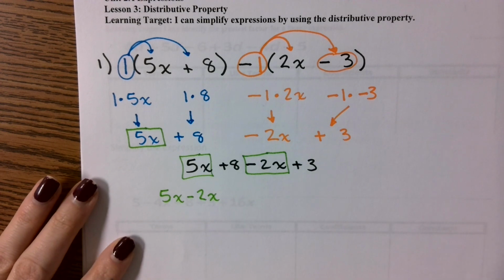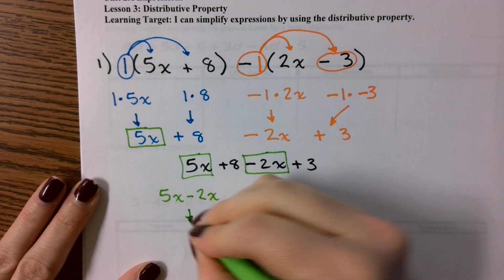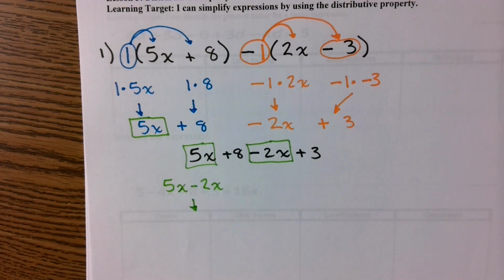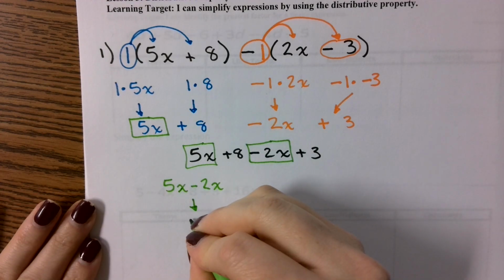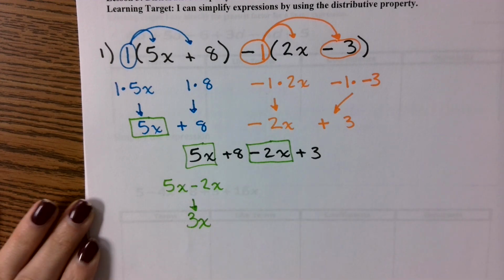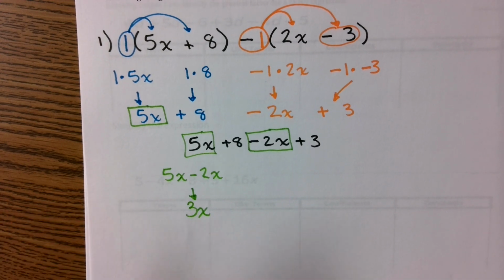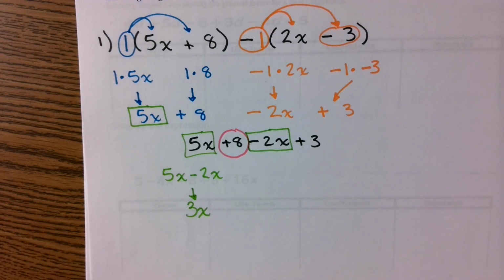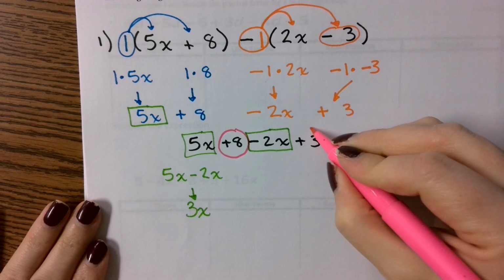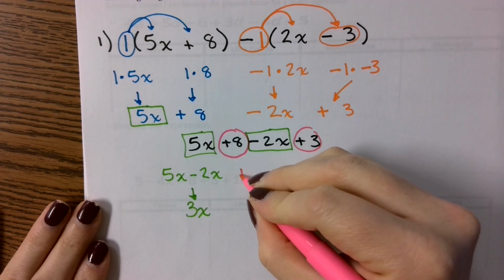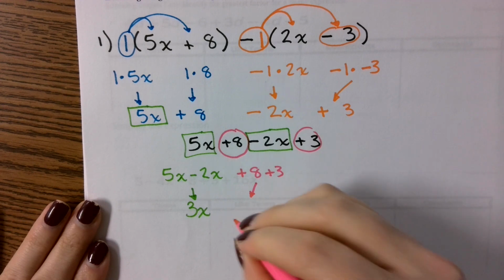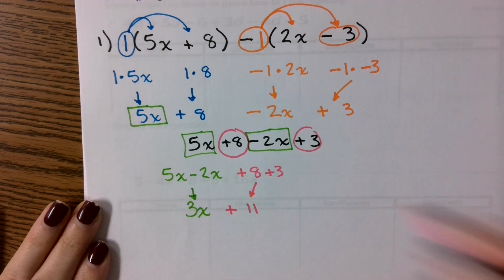So 5x minus 2x, what is that going to become? What is 5x minus 2x? 3x. Thank you, Brian. Okay, we're going to have 3x. Let's take a look at other terms. We still have other terms. We've got this positive 8. Does it have a friend? Does it have a like term? Yeah, right? A positive 3. So a positive 8 and a positive 3 is going to come out to a positive 11.